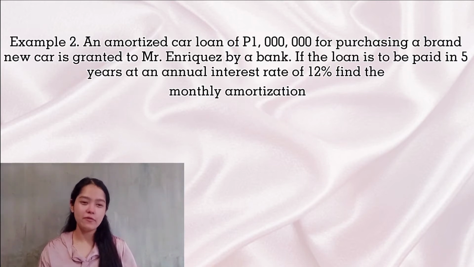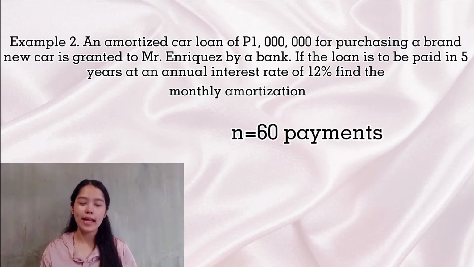For the N, the total number of payments, since the loan is to be paid in 5 years, let us multiply by 12 months. So 12 months times 5 years is equal to 60 payments. So N is equal to 60 payments.